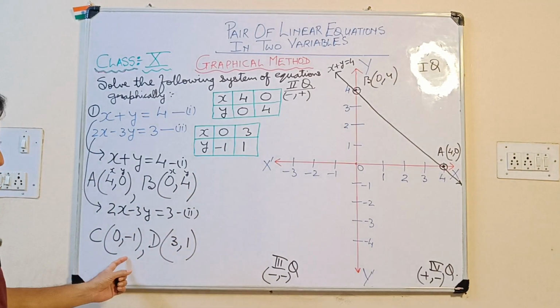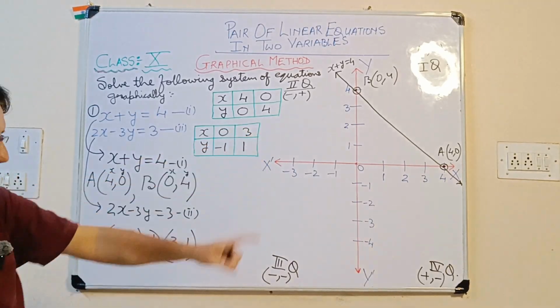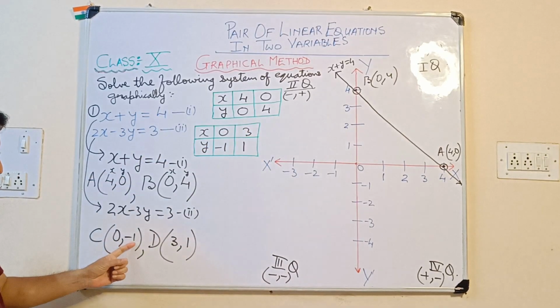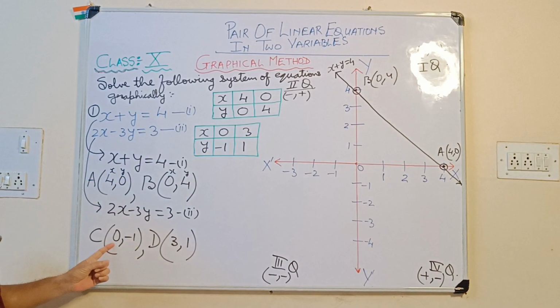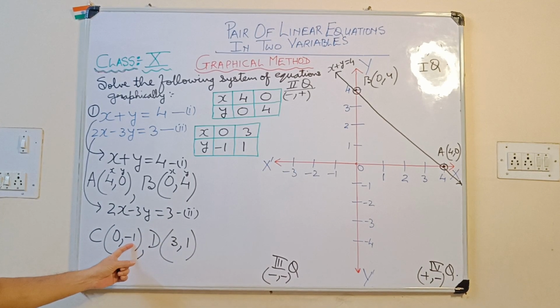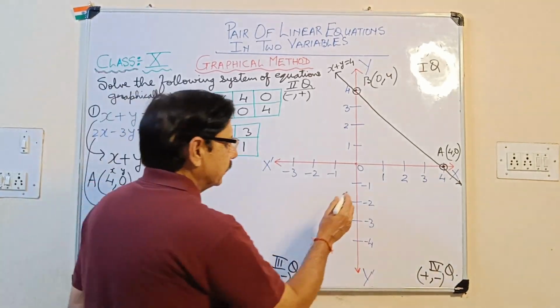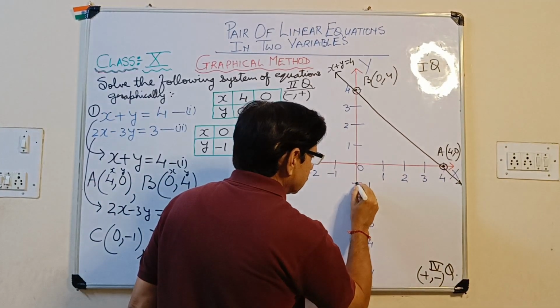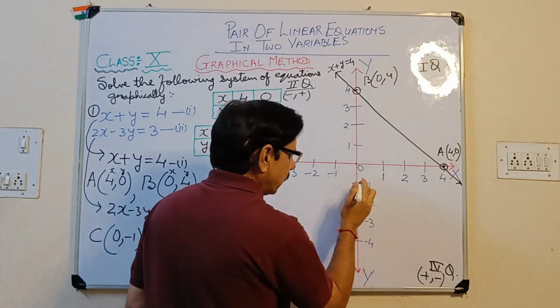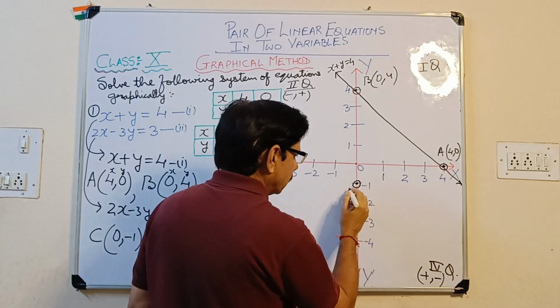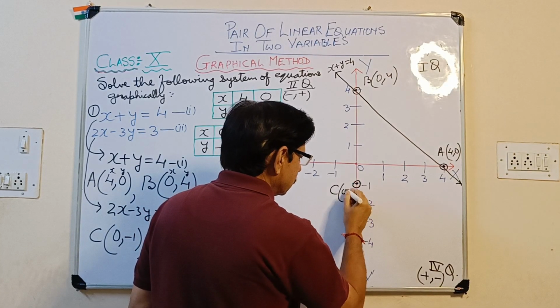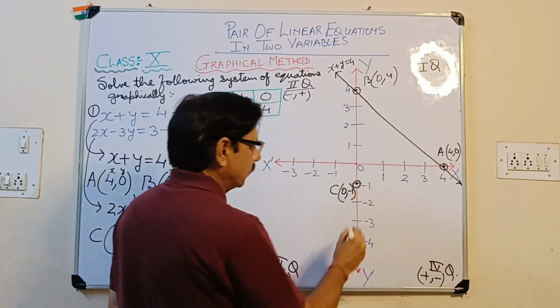Now again we will represent this on the graph. So first is 0 and -1. Again the value of x is 0, so where will you get the point? On the y-axis, and y is -1, so below you will get it. So here is the point. This is 0, x is 0 and y is -1. So this is C, 0 -1.